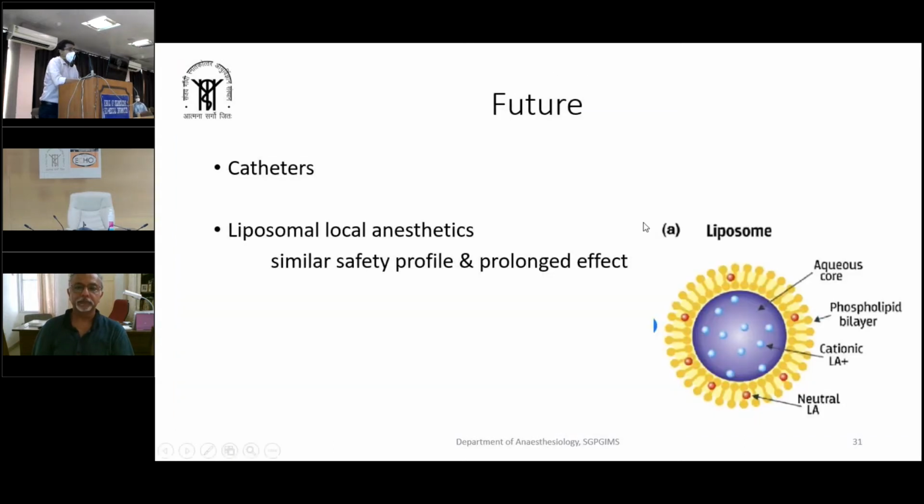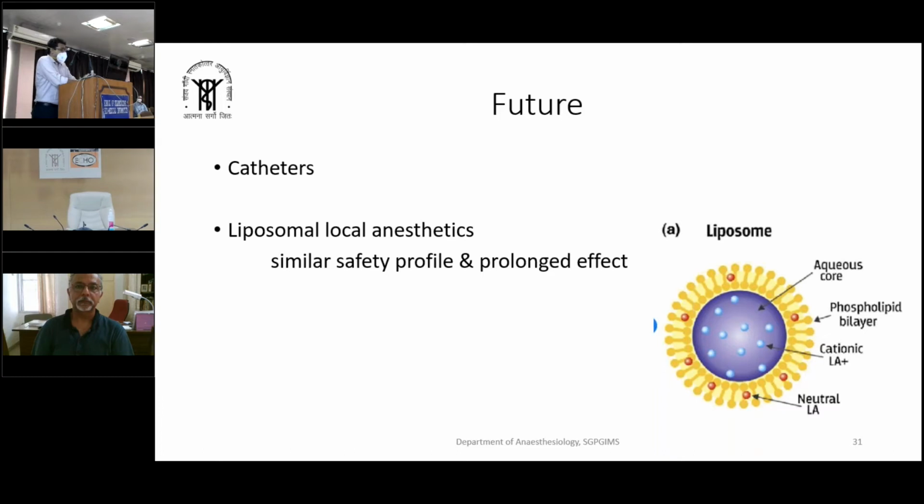So what will be our future endeavors? In future we plan to combine the use of catheters and the truncal blocks. The advantage with catheters is that we can give a continuous infusion, we can give top-up doses of local anesthetic if there is breakthrough pain, and we can prolong the duration of action of these truncal blocks. We also plan to use liposomal local anesthetic as and when it is introduced in our country.